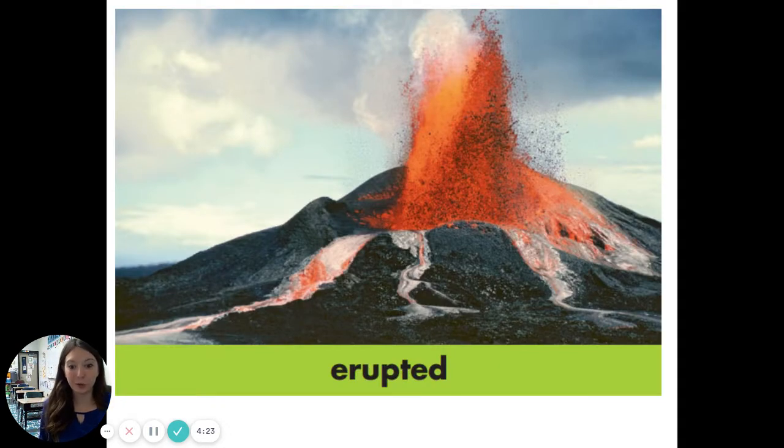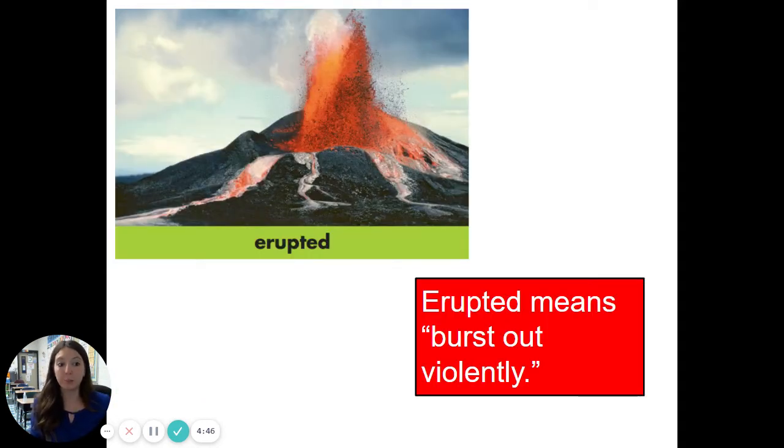Your next word is the word erupted. Say the word erupted. Good. Now go like this. Awesome. Erupted. Let's spell it. E-R-U-P-T-E-D. I see that it has an ED ending, meaning it happened in the past. Erupted means burst out violently. It already happened. Something burst out violently, that could mean it erupted.